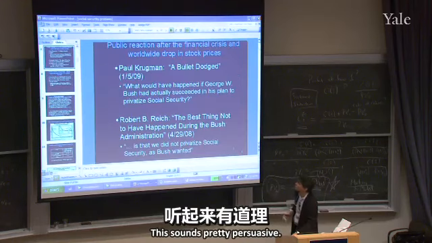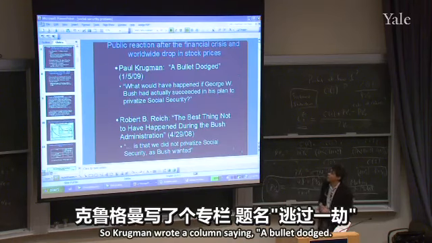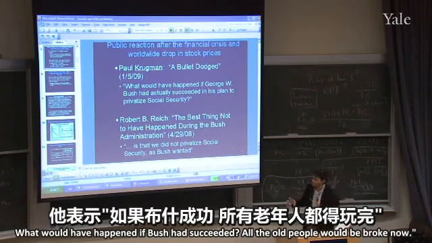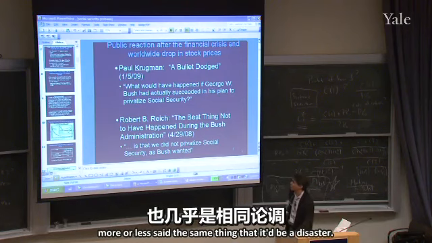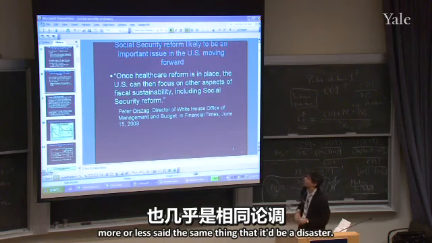Okay, this sounds pretty persuasive. Krugman wrote a column saying a bullet dodged. What would have happened if Bush had succeeded? All the old people would be broke now. And Robert Reich, who was in the Clinton administration, more or less said the same thing, that it'd be a disaster.